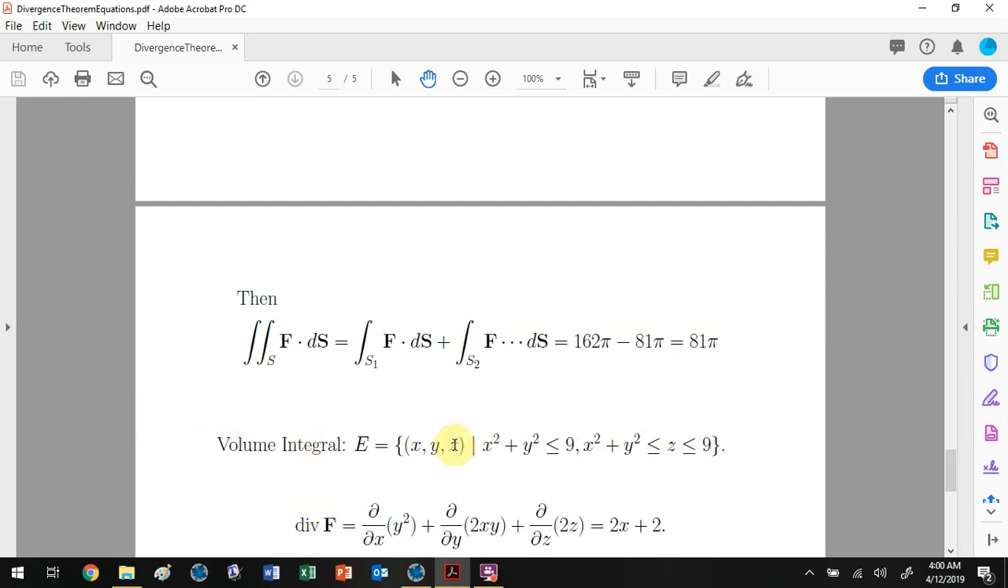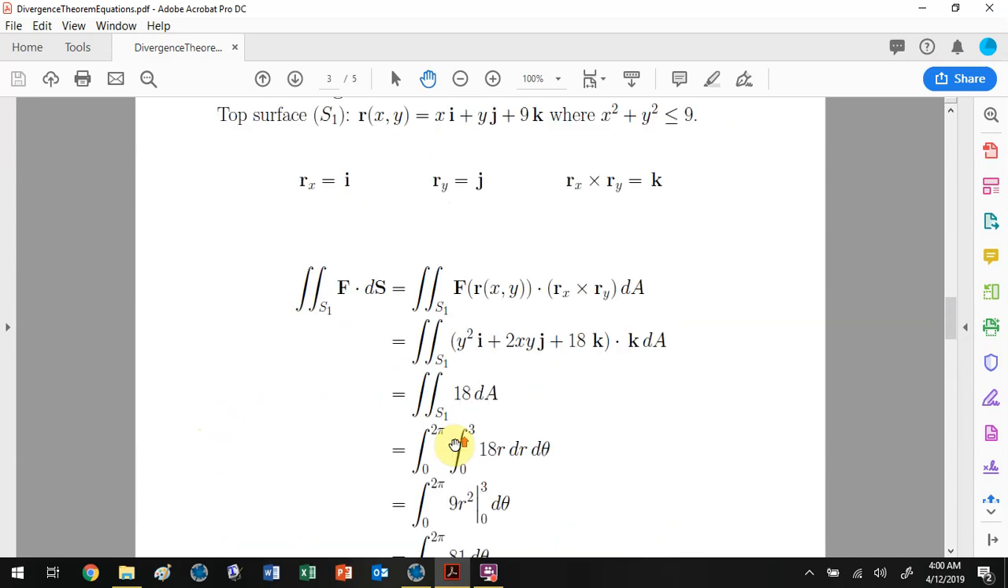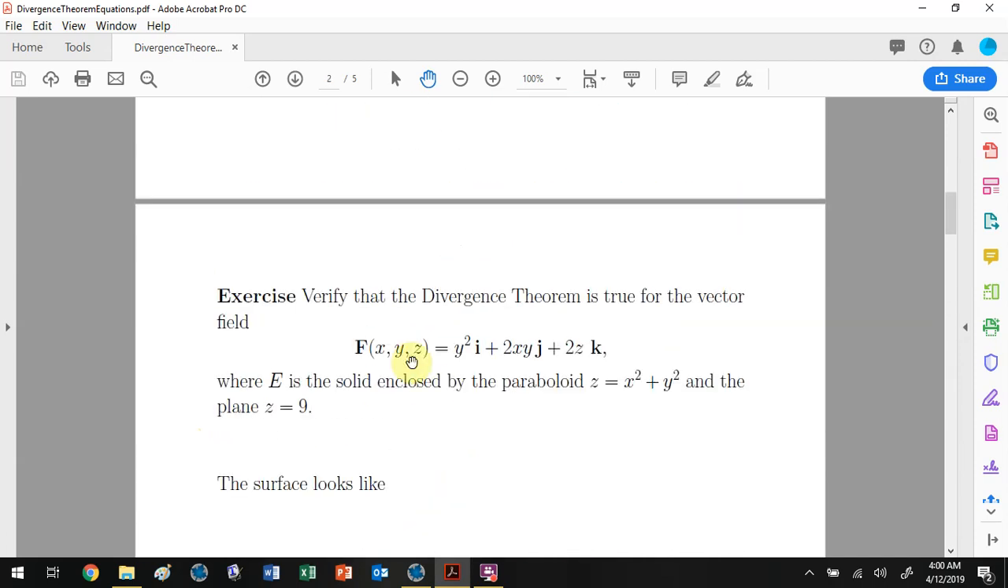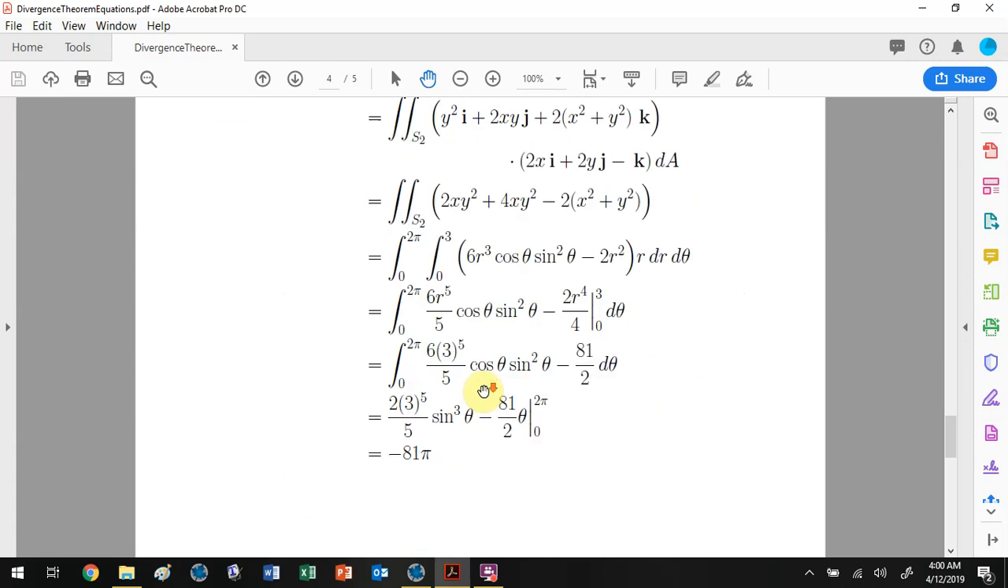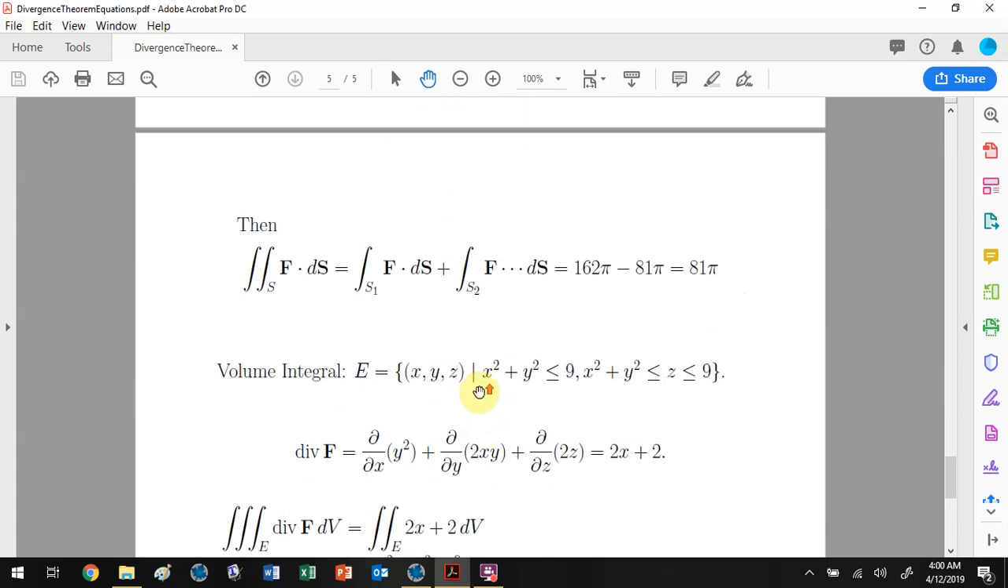The next thing we need is the divergence of f. So if we pull up f again, take a look at that. That's this right here. To find the divergence, we need to take the derivative of this guy with respect to x, the derivative of this guy with respect to y, and the derivative of this one with respect to z, and add them all together. That's what we do down here.